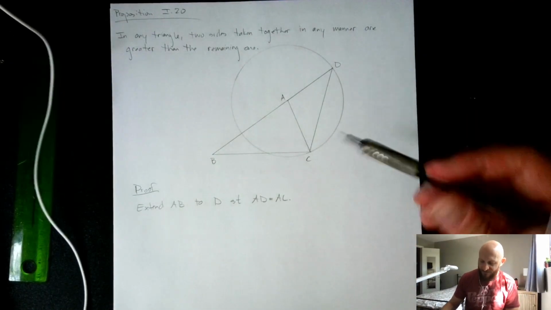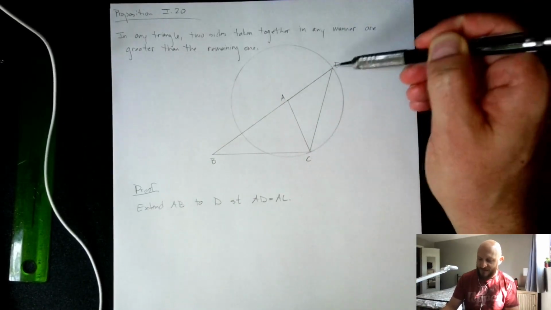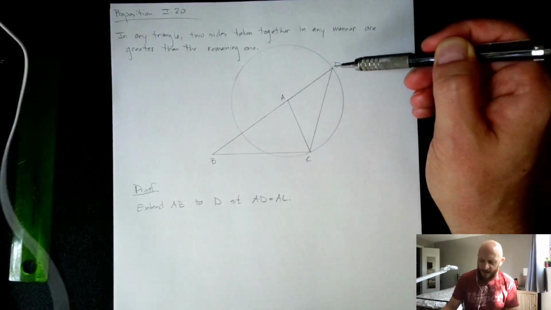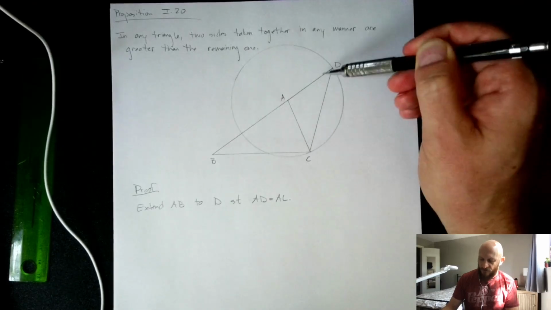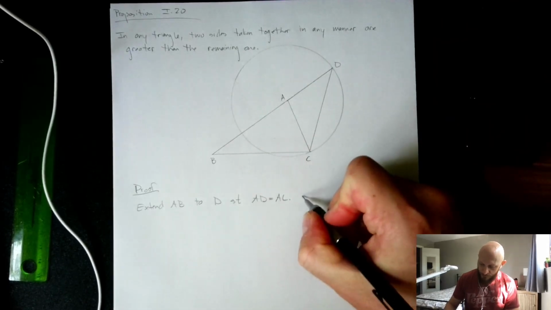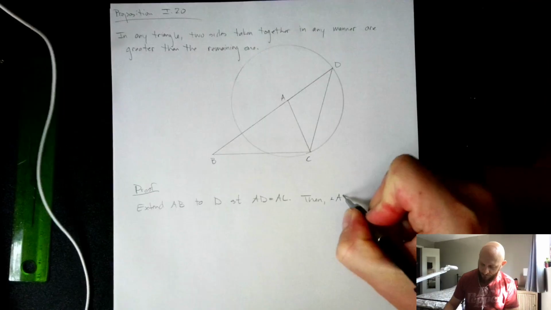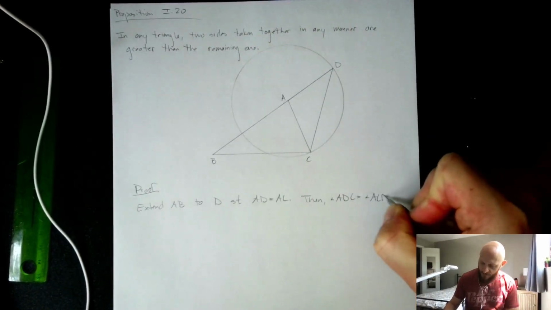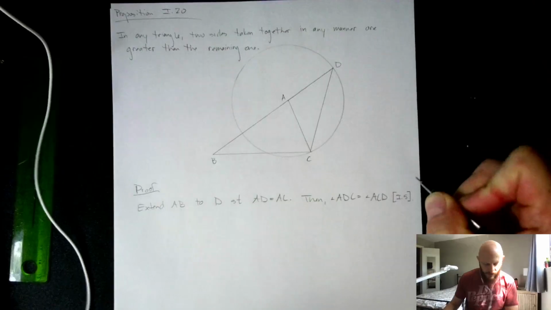So, all right, if AD is equal to AC, that means that this triangle ACD is isosceles. And proposition 5 tells us that the angles at the base of an isosceles triangle are equal. So then angle ADC is equal to angle ACD, and that was by prop 5.